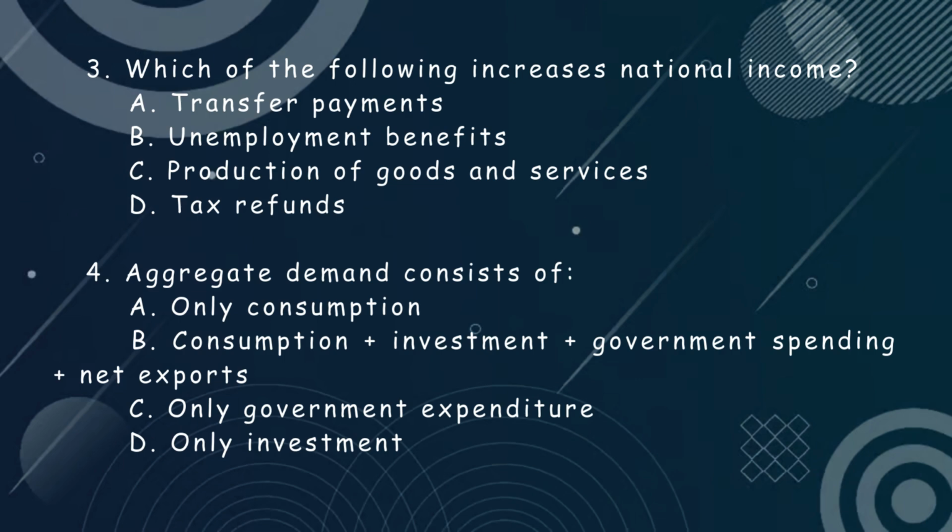Question number 3. Which of the following increases national income? A. Transfer payments. B. Unemployment benefits. C. Production of goods and services. D. Tax refunds. Answer: C. Production of goods and services.